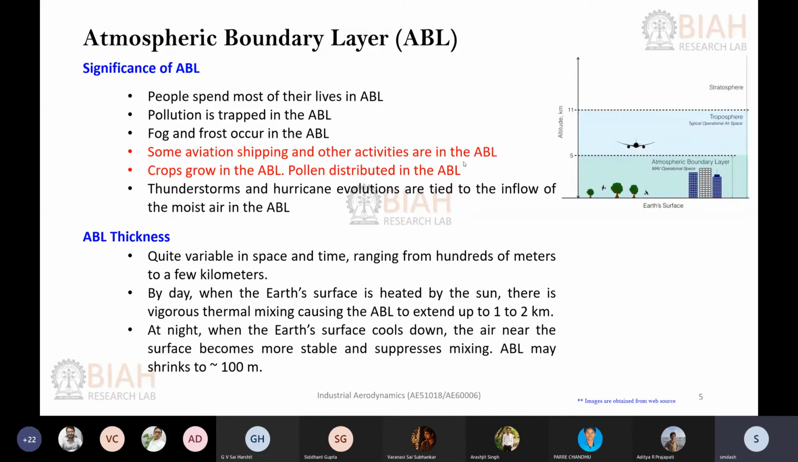And crops basically grow in the atmospheric boundary layer, which helps you to get food. So the dispersion of pollen becomes important. If you study the atmospheric boundary layer, you can see how you can improve your vegetation later on. Okay, so I have highlighted these in red because this corresponds to the economy of the country also. Okay.